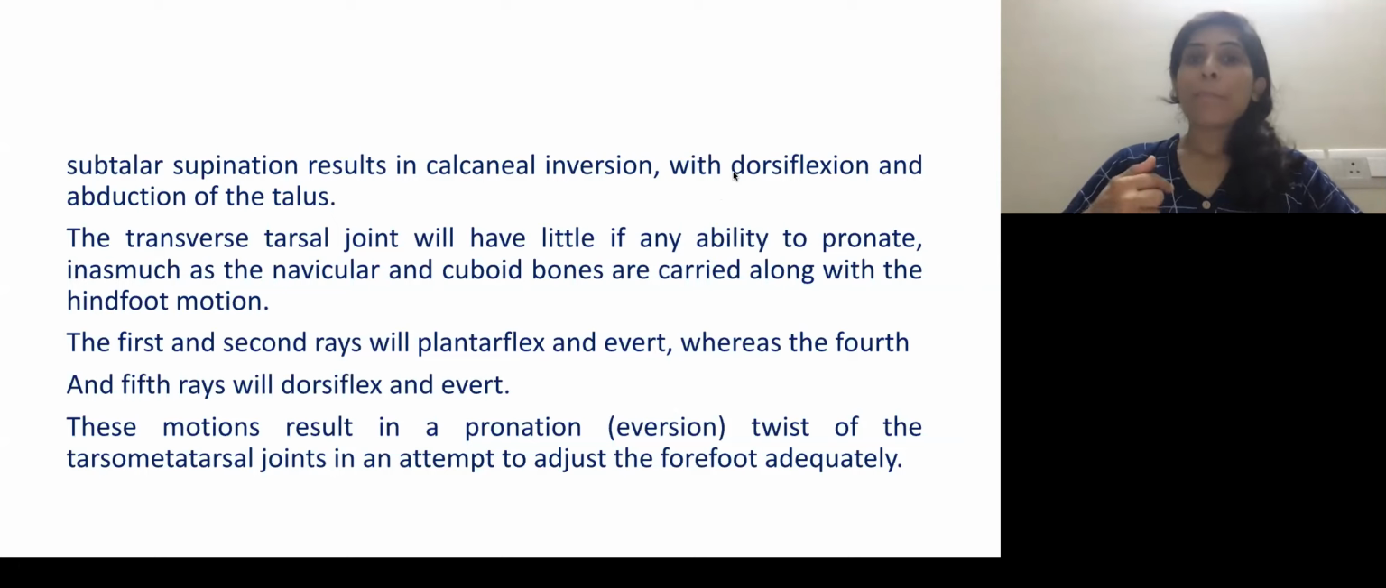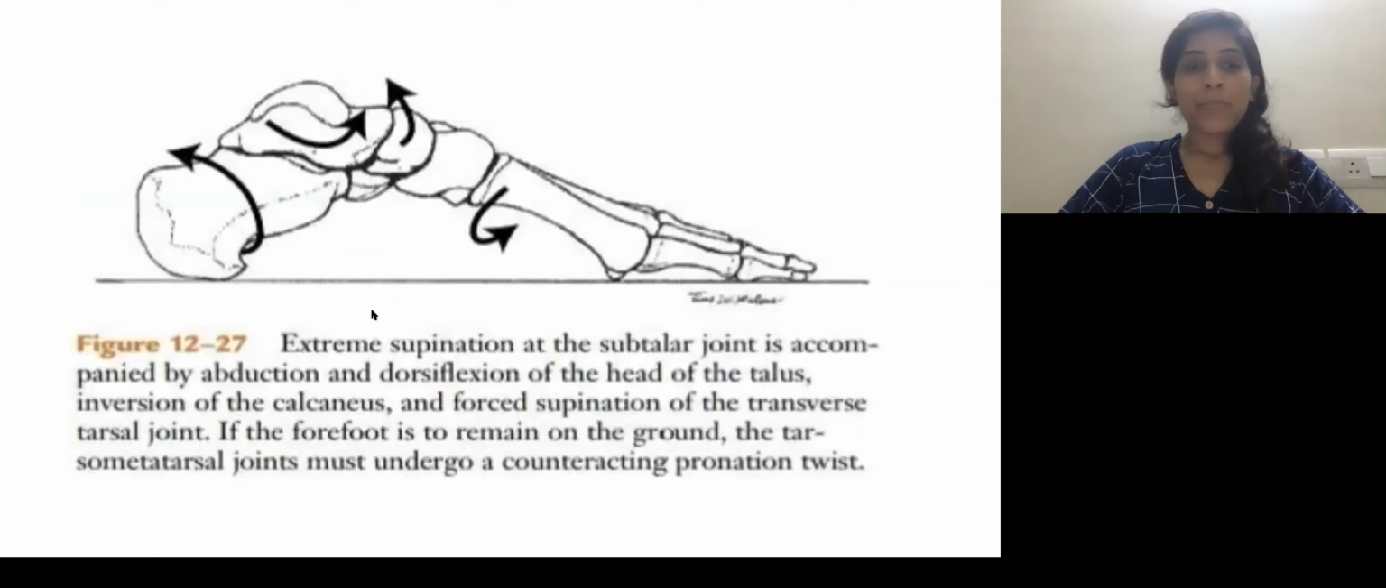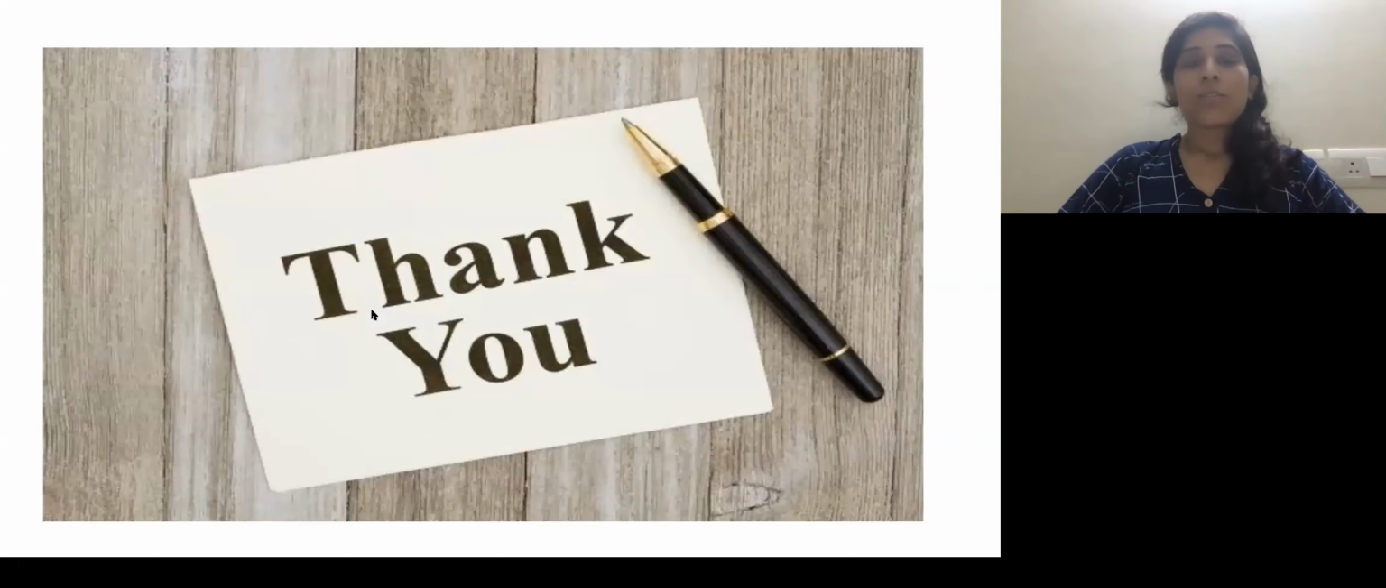So here, the medial surface we have to keep in contact with the ground. For that, the first and second rays will go for the plantar flexion, and the fourth and fifth rays will go for the dorsiflexion. So this motion results in the pronation or the eversion motion, and it is called the pronation twist at the tarsometatarsal joints. Here the same example has been given for the pronation twist. So this is all about the supination and pronation twist.